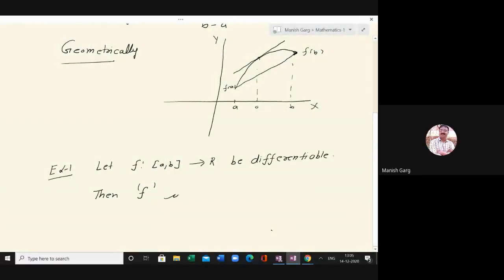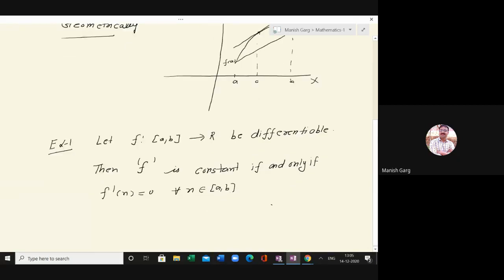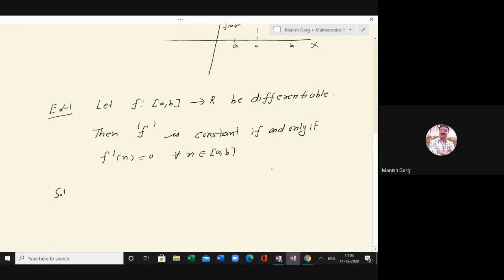Then f is constant if and only if f dash x is equal to 0 for all x in AB. You know this result, but with the mean value theorem you can solve it. It means if you know f dash is equal to 0, you can tell that f will be constant. So with the help of knowing something about f dash, you can draw some conclusion on f.